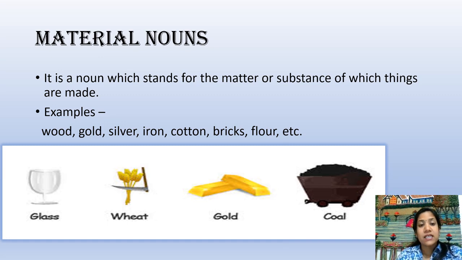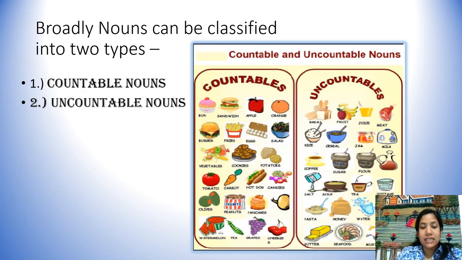Other examples are silver, iron, coal, cotton. We have cotton clothes. Bricks are used to make a house or wall. Flour. All these are material nouns with which other objects can be made. So here, this was the general division of nouns.